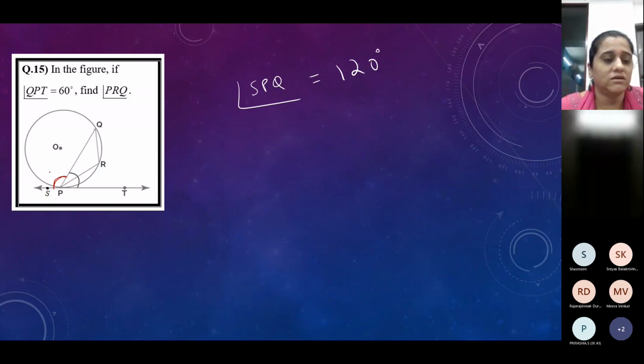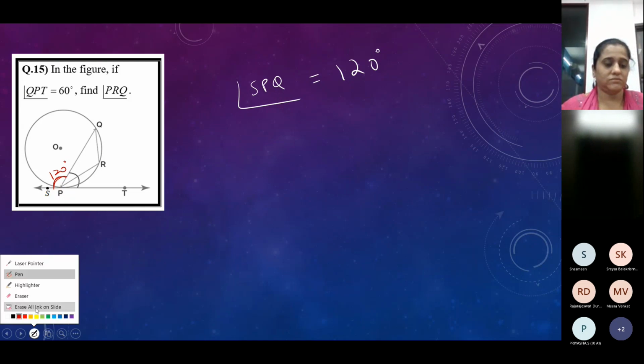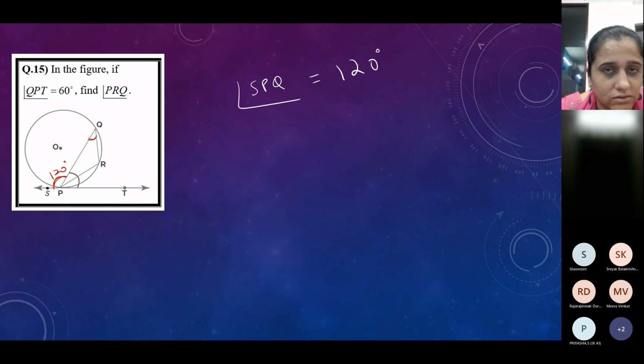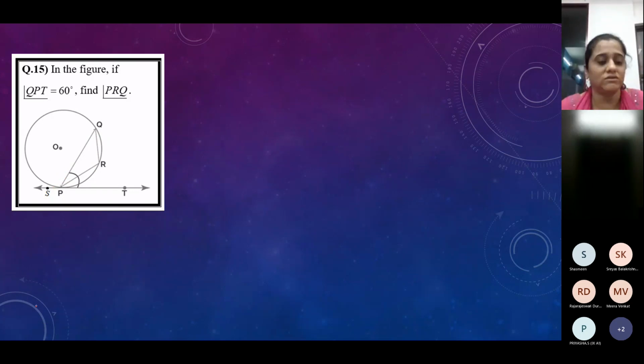And how much is this angle? 120 degrees. So this one is equal to which angle in the minor segment? Angle Q. Was that Meera? Yes, ma'am. Angle Q, is it? Angle R, ma'am. Angle R, yeah. Okay, fine. Let me repeat the alternate segment theorem, children.